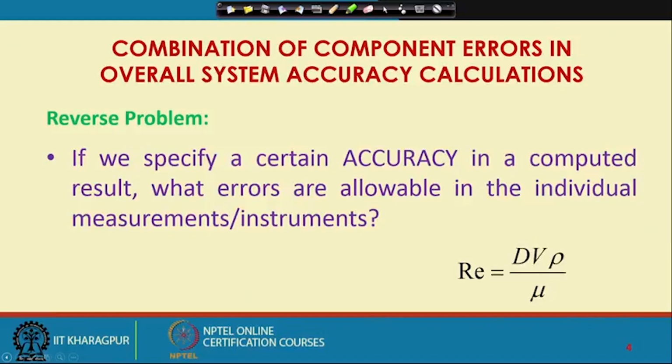The previous problem was the forward problem, where the individual component inaccuracies are known, and we combine them to get the overall accuracy or overall error. In the reverse problem, we specify that a certain accuracy in a computed result is required, then ask what errors are allowable in the individual measurement.